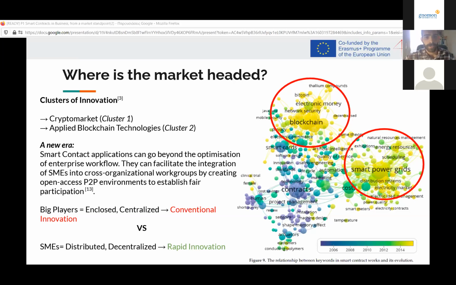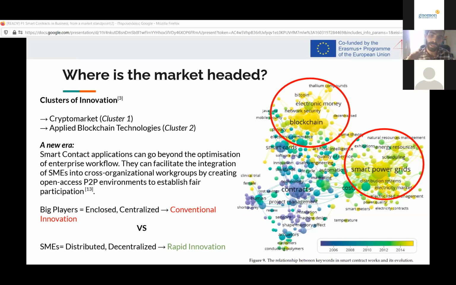On a macro-scale entrepreneurial level, it seems that a new era will rise with the potential prevalence of smart contracts. Smart contract applications can go, of course, beyond the optimization of enterprise workflow. They can facilitate the integration of small and medium enterprises into cross-organizational work groups by creating open access peer-to-peer environments in order to establish fair participation.